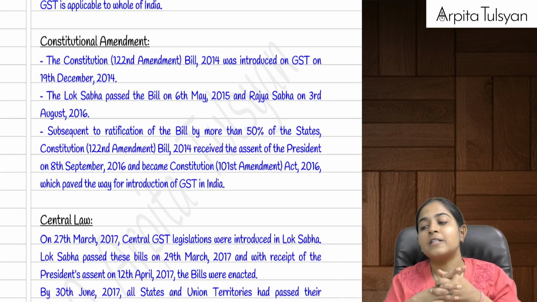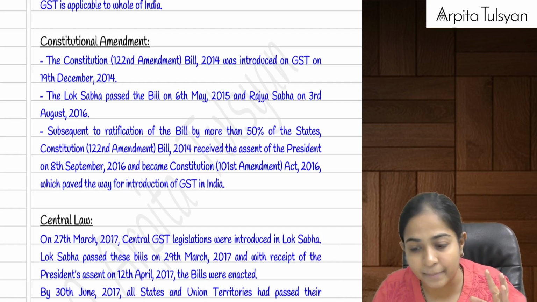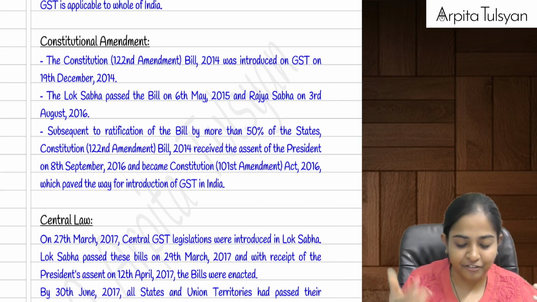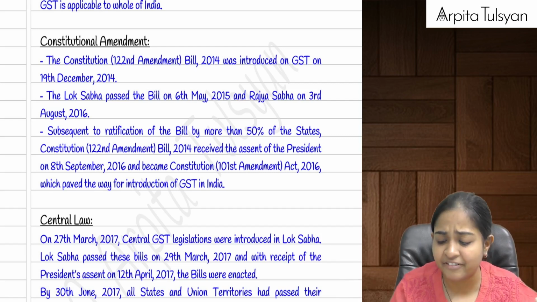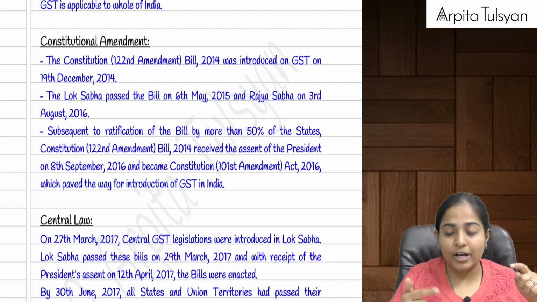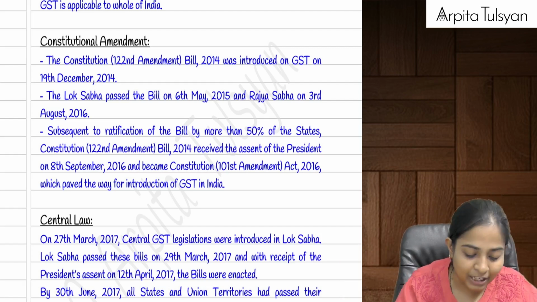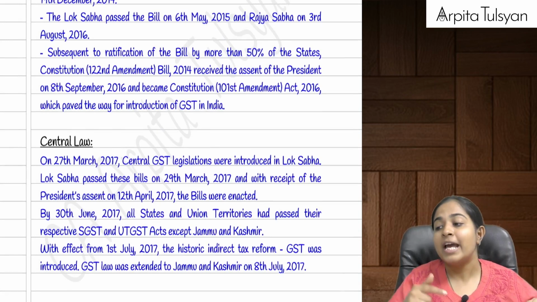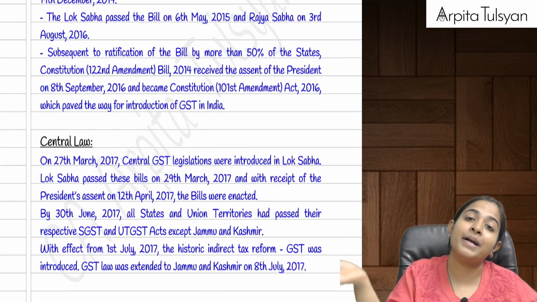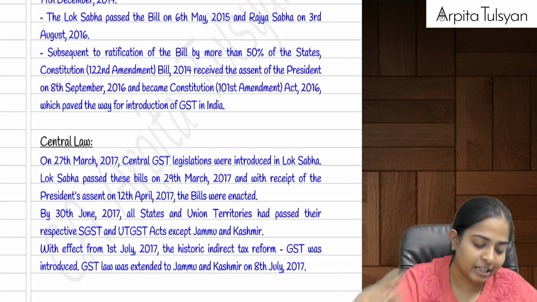Now for this, in the year 2014, they introduced this constitution amendment bill. Then the bill was passed normally in Lok Sabha and Rajya Sabha, and then after that the president gave the assent, and then the Constitution Amendment Act was passed. We are not talking about the GST Act, we are talking about the Constitution Amendment Act, because of which it became very easy to introduce GST in India, because first we had to do an amendment in our constitution.